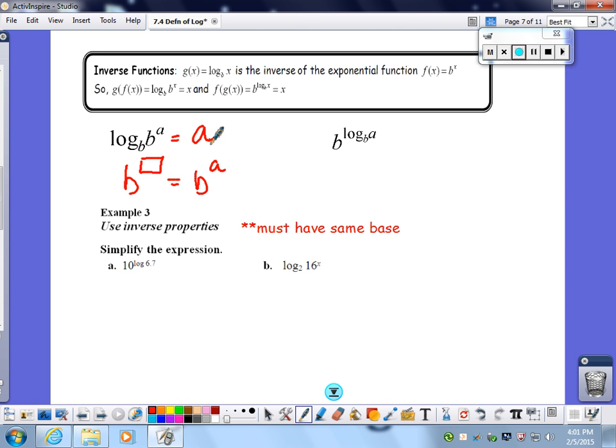All right, let's go the other way. Here again, I've got some unknown value that this is going to simplify to. This is an exponential form, so I want to change it to log. So I've got log base b of my answer is equal to my exponent, which is all of this. So what's my unknown? Well, my unknown has to be a again. So it's simplifying to a.